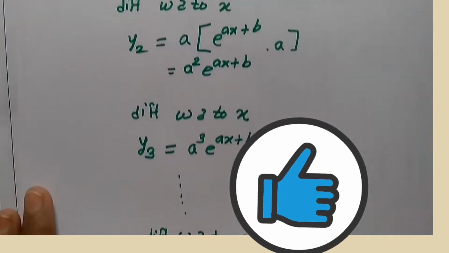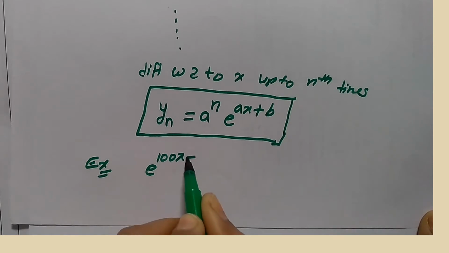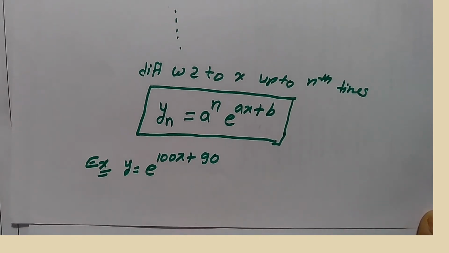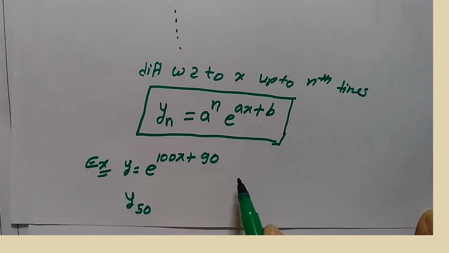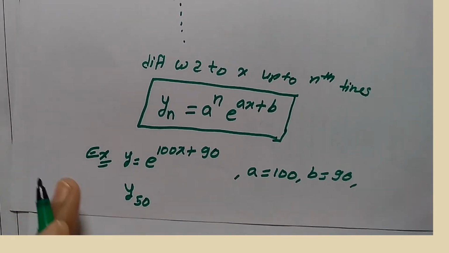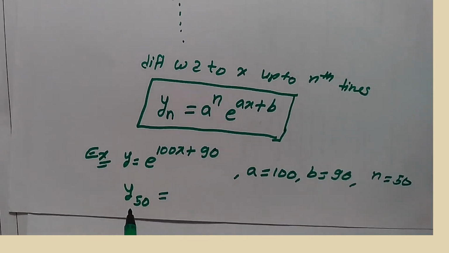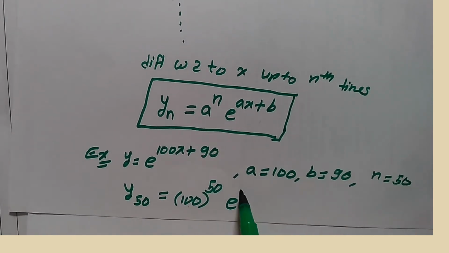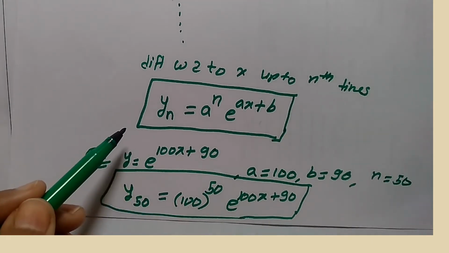This is our result. Now what is the use of this term? For example, suppose we are given e raised to power 100x plus 90. This is the function y, and we want to differentiate this term 50 times. Then what will be the derivative of this term? We just have to compare our function with this formula, and then we get the idea: here a equals 100, b equals 90, and we are differentiating this term 50 times, that means n equals 50. Just put these values in this formula, and we directly get the 50th derivative of our function, that is 100 raised to power 50 into e raised to power 100x plus 90. In this way we use the direct formula of our nth derivative.